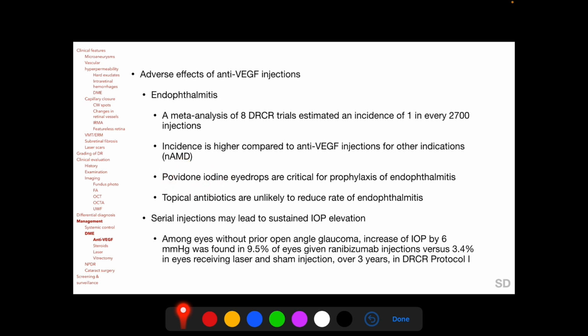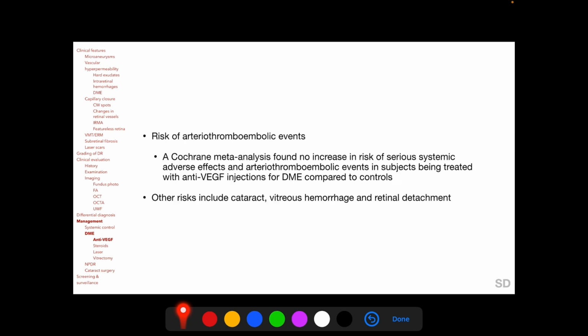Povidone iodine eye drops are critical for prophylaxis of endophthalmitis, and this is very important to remember. And it has also been found that administration of topical antibiotics prior to and after intravitreal injections is unlikely to reduce the rate of endophthalmitis. Multiple serial injections of anti-VEGF may lead to sustained IOP elevation, and a Cochrane meta-analysis found no increase in the risk of serious systemic adverse events and arterial thromboembolic events in subjects being treated with anti-VEGF injections for DME compared to controls.